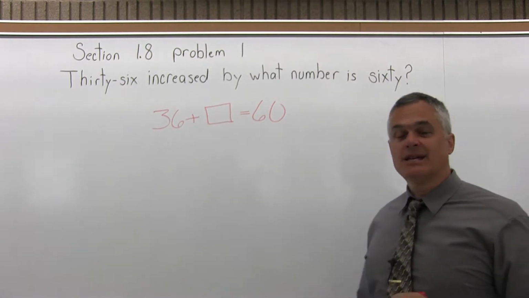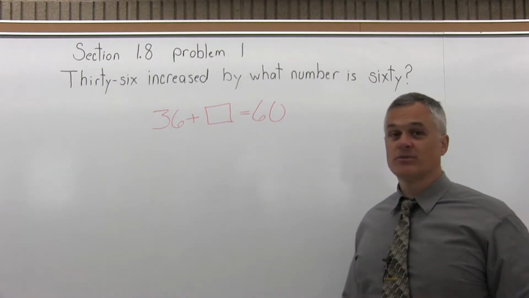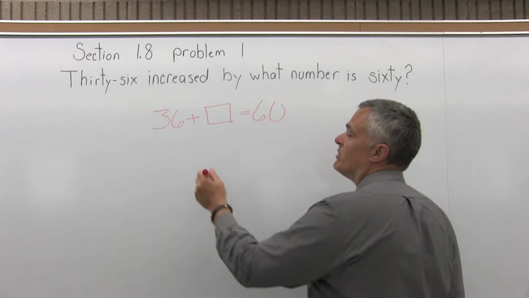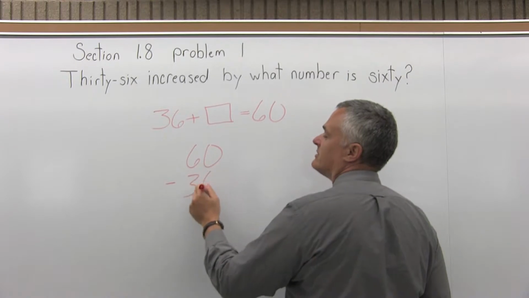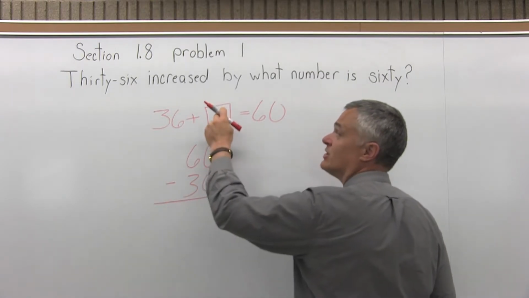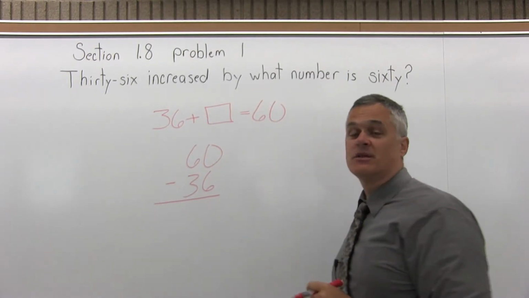Well, you could try and guess at it, do some trial and error, and just add different numbers until you get to 60. But really, what would work best is if you just subtract 60 minus 36. And that's going to tell you what you have to add to the 36 to make it come out to 60.